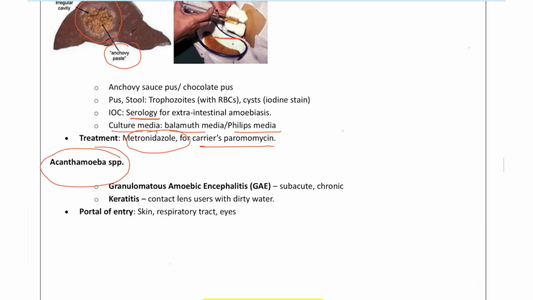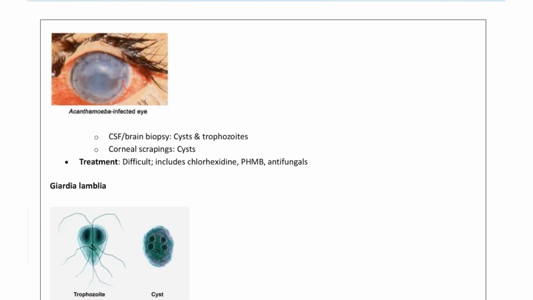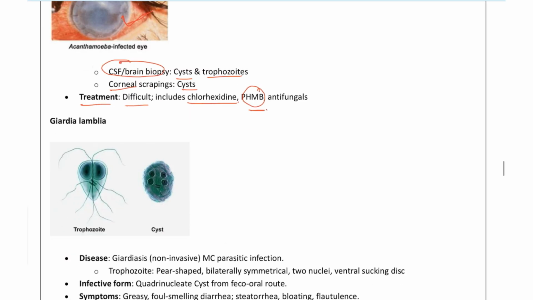Next, Acanthamoeba species. This causes keratitis with contact lens use in dirty water, or amoebic encephalitis. The portal of entry is through the skin, the respiratory tract, or the eyes. This is how the patient can get corneal infection and lose vision. On culture or biopsy, from the brain or CSF, you are going to see cysts and trophozoites, and on the cornea you are going to see cysts. Treatment is very difficult, so prevention is better. The most common drug is PHMB, but PHMB is not available in India, so we use a chlorhexidine combination.